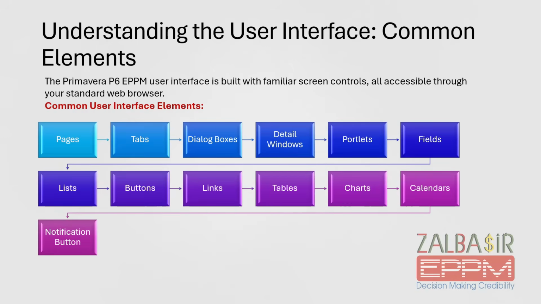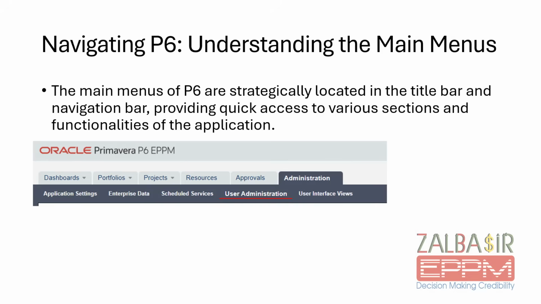Understanding the user interface. Common elements. The Primavera P6 EPPM user interface is built with familiar screen controls, all accessible through your standard web browser. Common user interface elements: pages, tabs, dialog boxes, detail windows, portlets, fields, lists, buttons, links, tables, charts, calendars, notification button. Navigating P6, understanding the main menus.